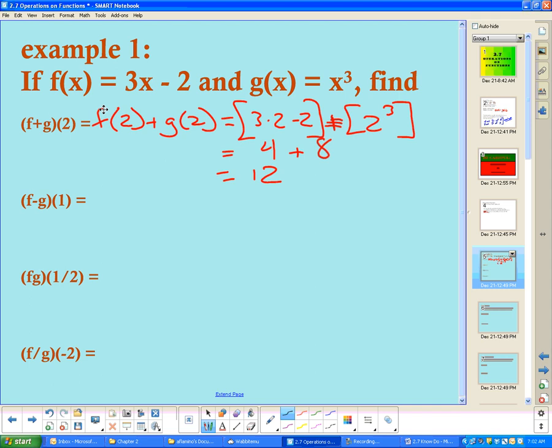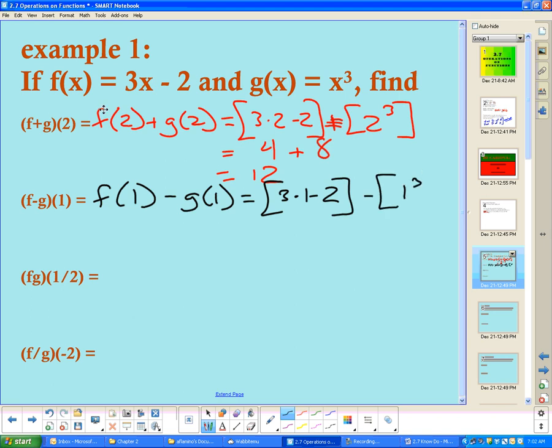So f minus g of 1 would be f of 1 minus g of 1, which would be for us 3 times 1 minus 2 minus 1 cubed. So that would be 3 minus 2 after I do that. 3 minus 2 is 1. 1 minus 1 equals 0. So f minus g of 1 is equal to 0. Please pay attention not only to the solution, but the structure and the notation of the way these problems get written. Thank you.